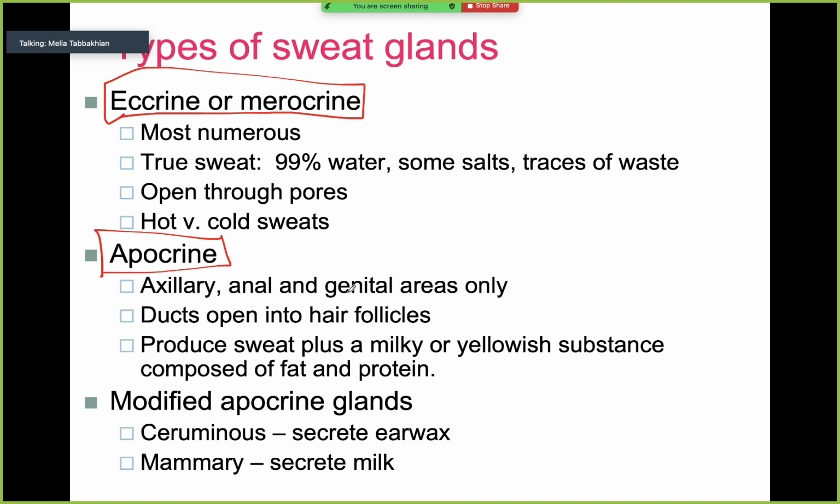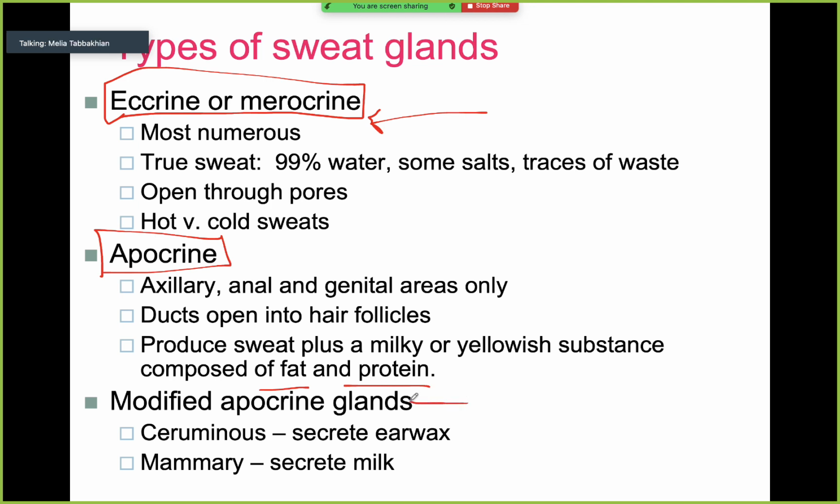This type of sweat is not clear like this one. This one is usually milky or kind of yellowish if you extract it by itself. It's definitely not see-through, and it has a lot of fat and protein in it. That is what makes it smell.